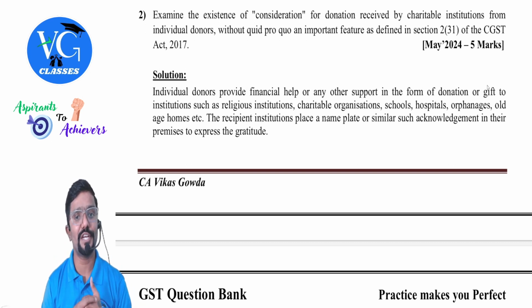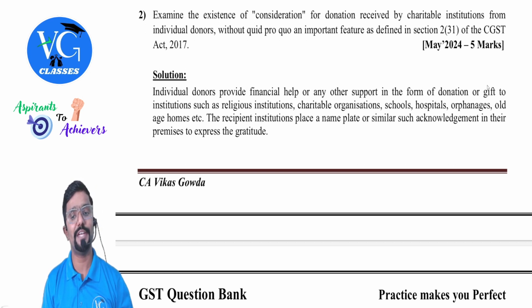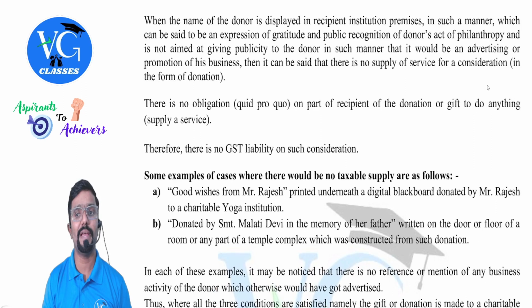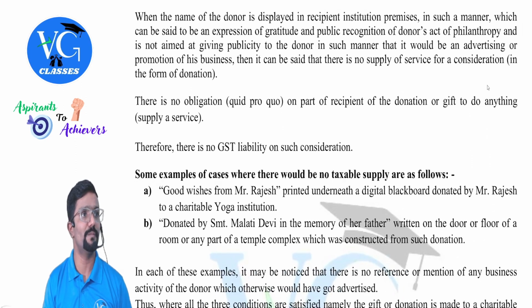Individual donors provide financial help or any other support in the form of donation or gift to institutions such as religious institutions, charitable organizations, schools, hospitals, orphanages, old age homes, etc. The recipient institution places a name plate or similar acknowledgement in their premises to express gratitude. But will that be a consideration, guys? No. Just mentioning the name is not a problem.